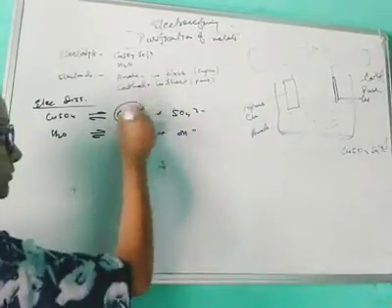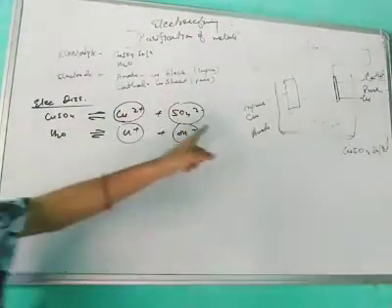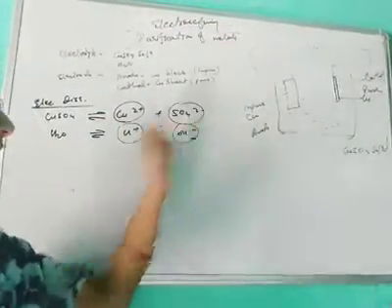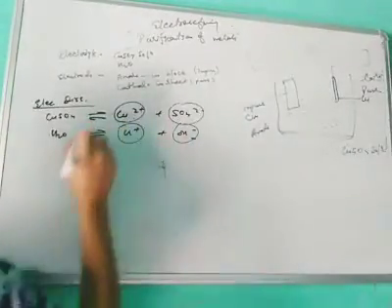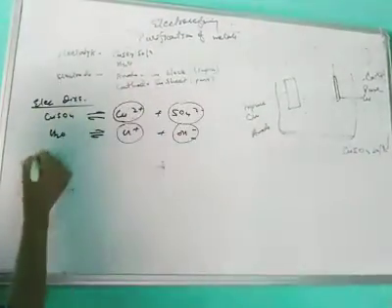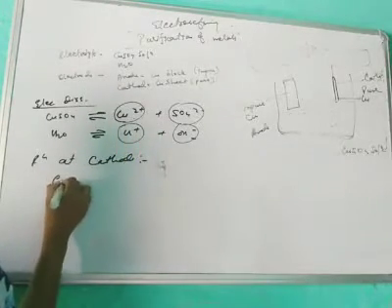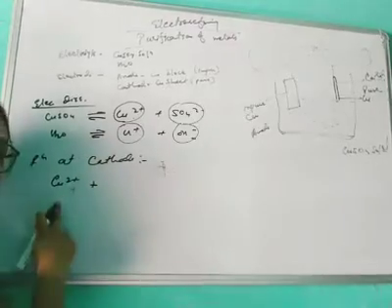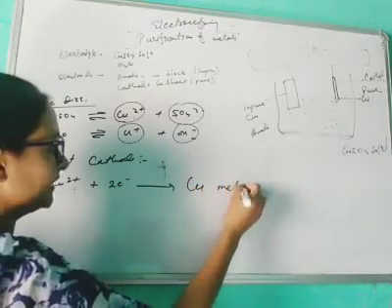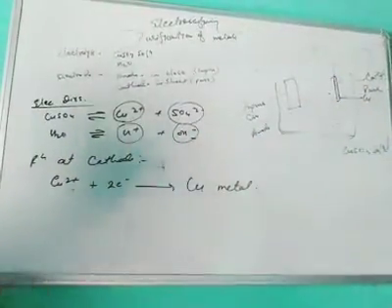Now see, Cu2 positive and H positive are the cations, and SO4 2 negative and OH negative are the anions. The anions will migrate to the anode, and the copper lies below hydrogen in the electrochemical series, so copper will migrate to the cathode. So reaction at cathode will be Cu2 positive, which is electron deficient, so it will take 2 electrons and become copper metal. Copper metal now starts to deposit at the electrode.